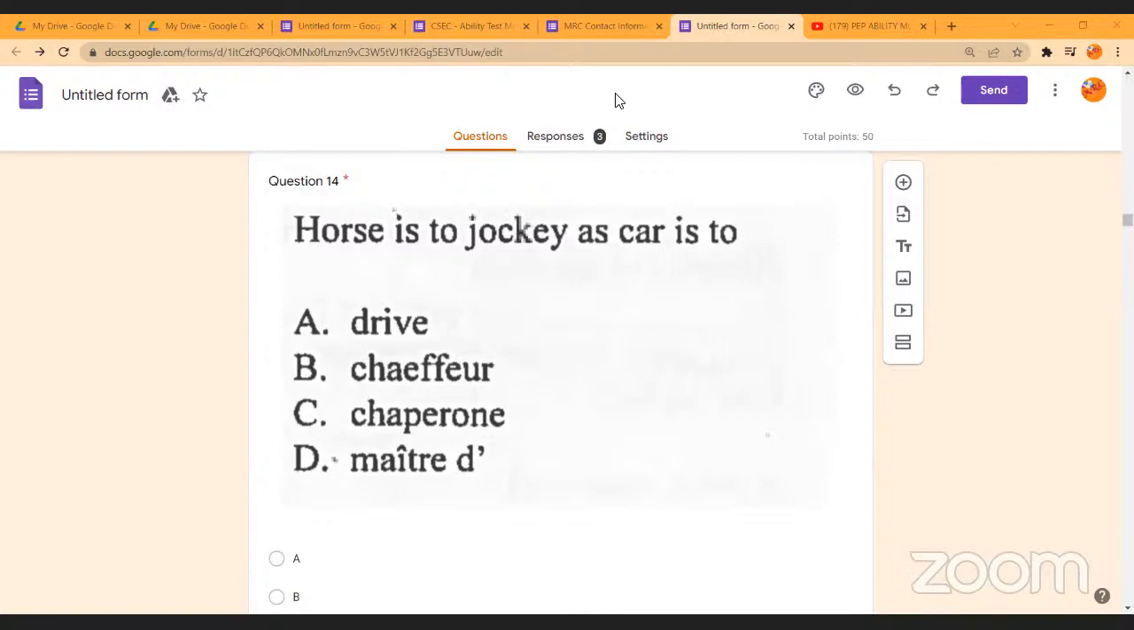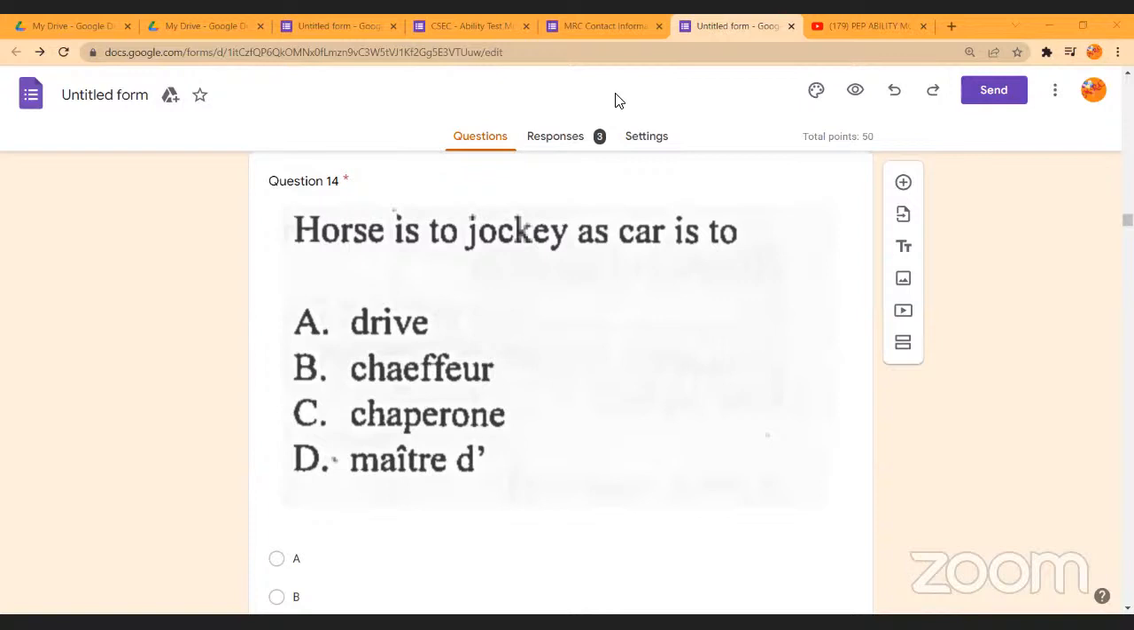Horse is to jockey as car is to drive. Is that the answer? Are you sure? Yes, Miss, I'm pretty sure drive is. I love your confidence. But let's ask Tiana. Tiana, what do you think? Read question 14 for me, Tiana. Horse is to jockey as car is to what? Miss, the answer is B, chauffeur. All right, chauffeur.